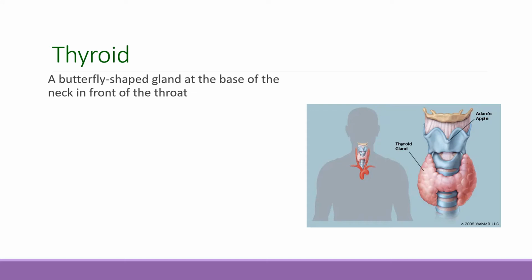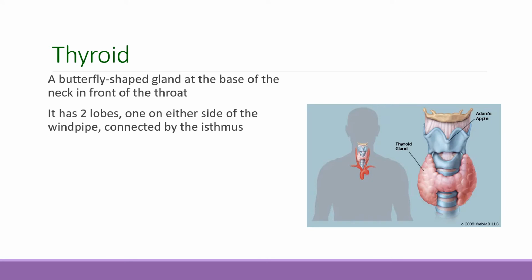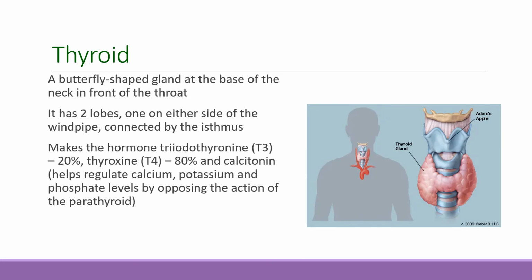All right, so the thyroid. It's a butterfly-shaped gland at the base of the neck in front of the throat. It has 2 lobes, one on either side of the windpipe, connected by the isthmus. And it makes the hormone triiodothyronine, which I have trouble saying, which is T3, about 20%, and thyroxine, which is T4. So 80% of what it makes is T4, not T3. It also makes calcitonin, which helps regulate calcium, potassium, and phosphate levels by opposing the action of the parathyroid gland. The rest of the T4 to T3 conversion is done elsewhere, as I mentioned before.